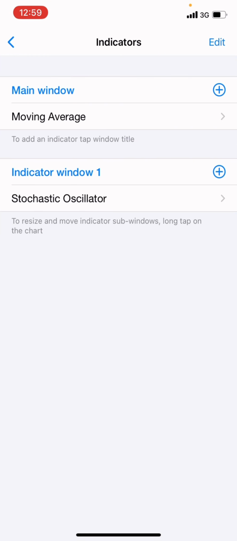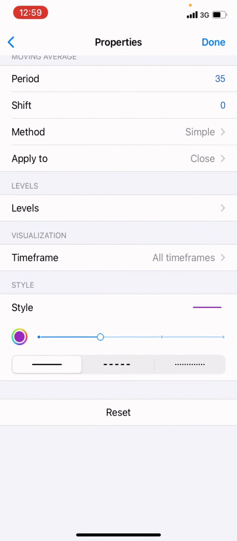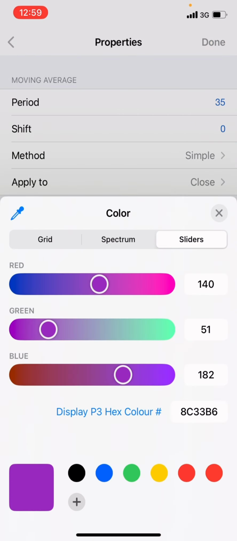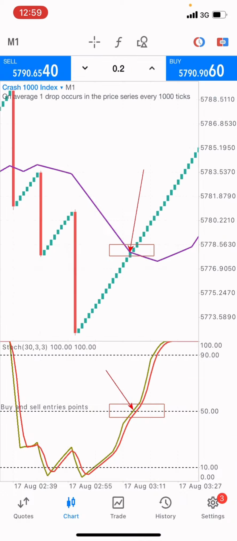All right. Now, the first indicator, you put it on the main chart, which is the main window. The moving averages, you set it to period 35, shift 0. All right. The method, you put it on simple. Then you apply it to close. You don't add any levels. For the style, you put it on 2 pixels. Then for the color, you can use any color of your choice as long as you understand what you are doing, right? Then you put on this line, this first one right here, you click on done.